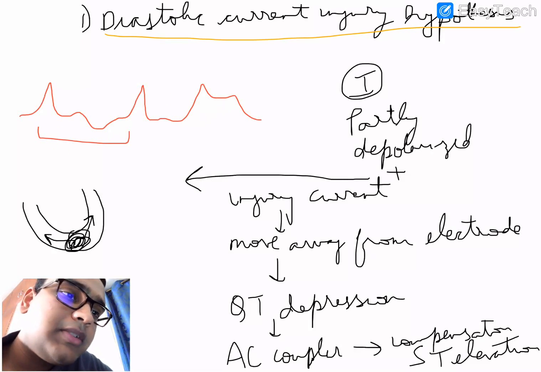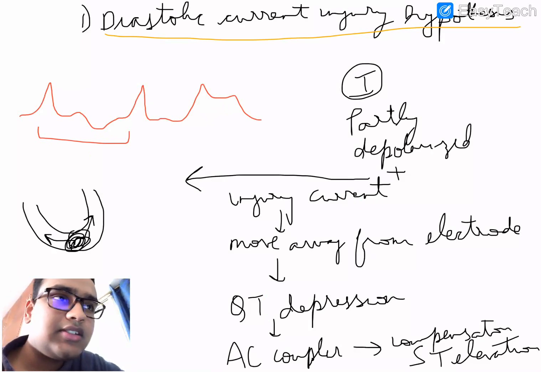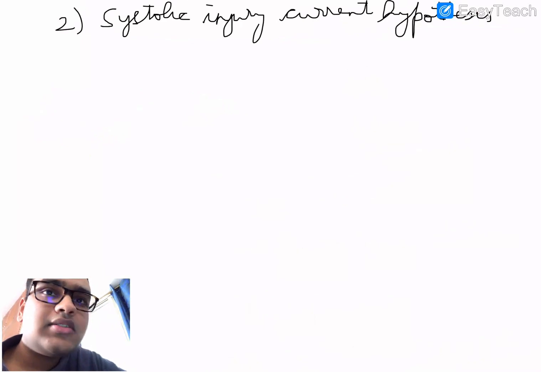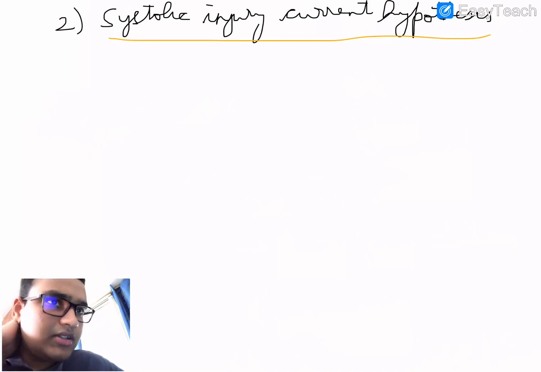QT depression occurs because of injury current moving away from the ischemic region. So this is the first theory, diastolic current injury hypothesis. So coming to the second theory, which is systolic injury current hypothesis. This is a more straightforward theory compared to the diastolic theory. This was given much later than the diastolic theory.